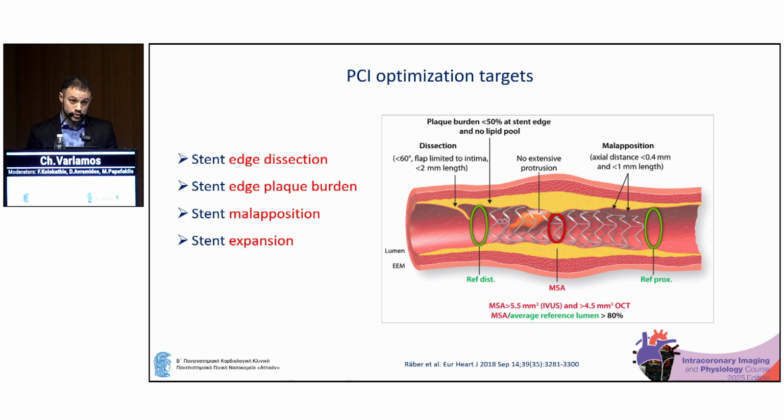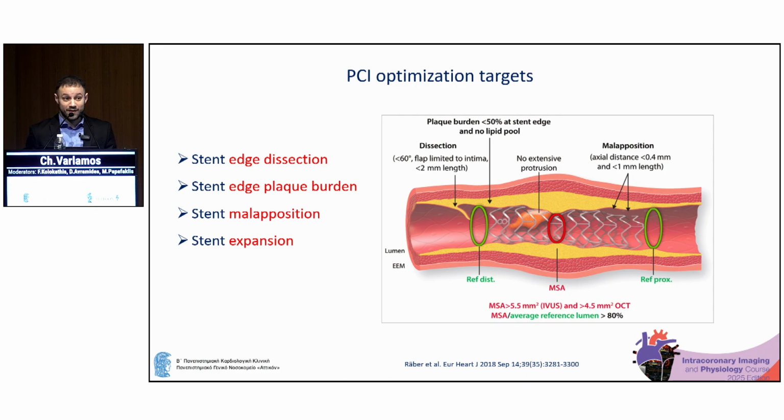Then we have to check for malapposition. That's easy, that's not a big problem. We have to make sure there is no big distance, over 0.4, from our stent struts to the vessel wall. And then, of course, we have to check our expansion. We don't want under-expanded stents. That's a major problem, especially in small vessels.